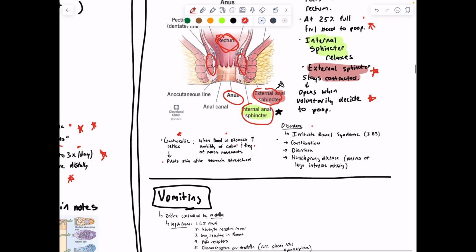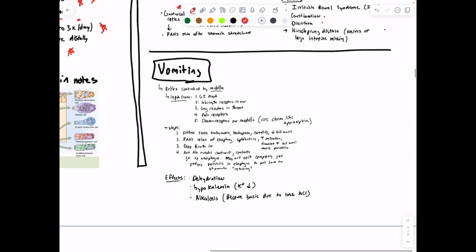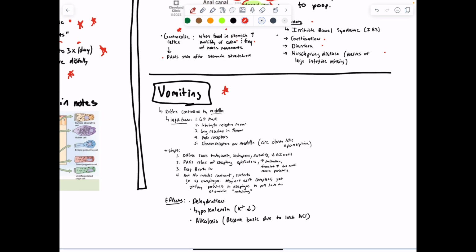All right, disorders of the GI tract: irritable bowel syndrome, constipation, diarrhea, and then Hirschsprung disease, where nerves of the large intestine are missing. All right, then the final concept from this lecture was vomiting, which is due to a reflex controlled by the medulla. It receives input from the GI tract, labyrinth receptors in the ear, gag reflex receptors in the throat, pain receptors, and then chemoreceptors on the medulla itself for circulating chemicals such as apomorphine.